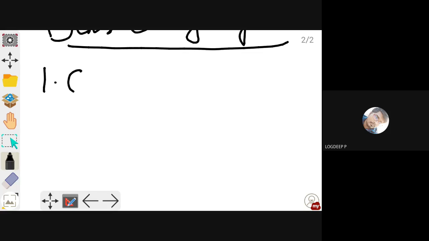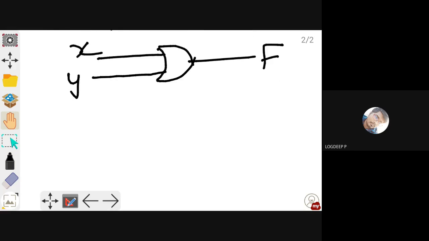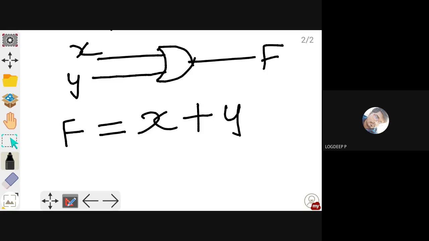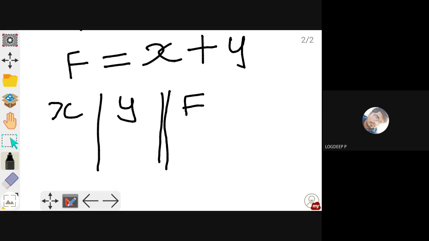The first gate is the OR gate. It can be represented as: X is an input, Y is an input, this is the symbol of the OR gate, and F is the output, where F is equal to X plus Y. Your plus indicates the logical OR operation. The truth table of this has X as an input, Y as another input, and F as the output.